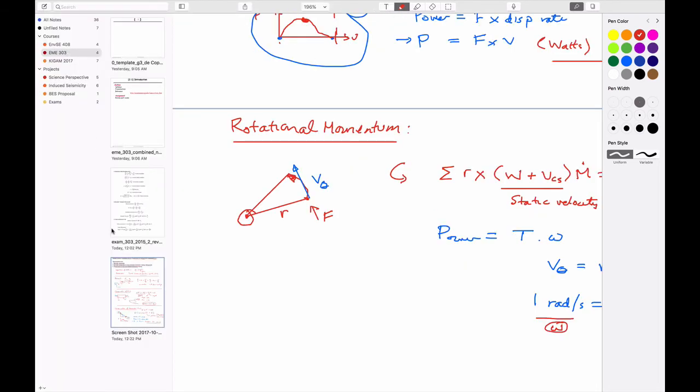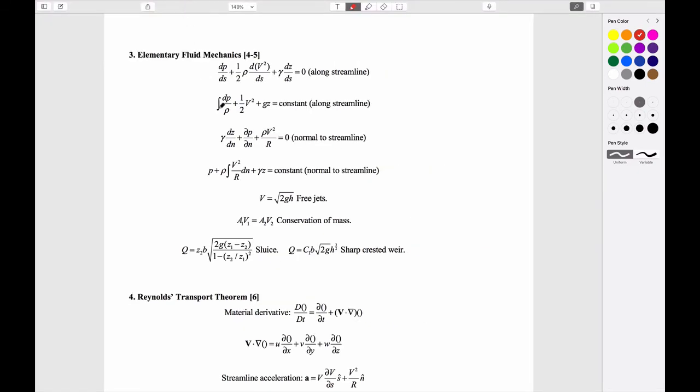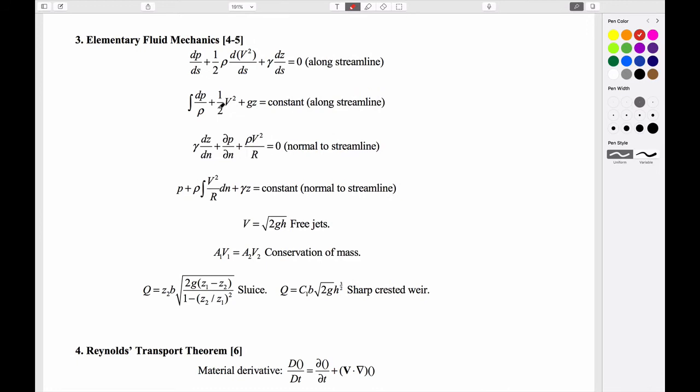So the notes for this are online. And you can grab these just by going through to the course resources page. These are probably more expressions than you need. We've looked at some of these already. This is the Bernoulli's equation along a streamline. This is the Bernoulli's equation perpendicular to the streamline, both written in the same terminology.